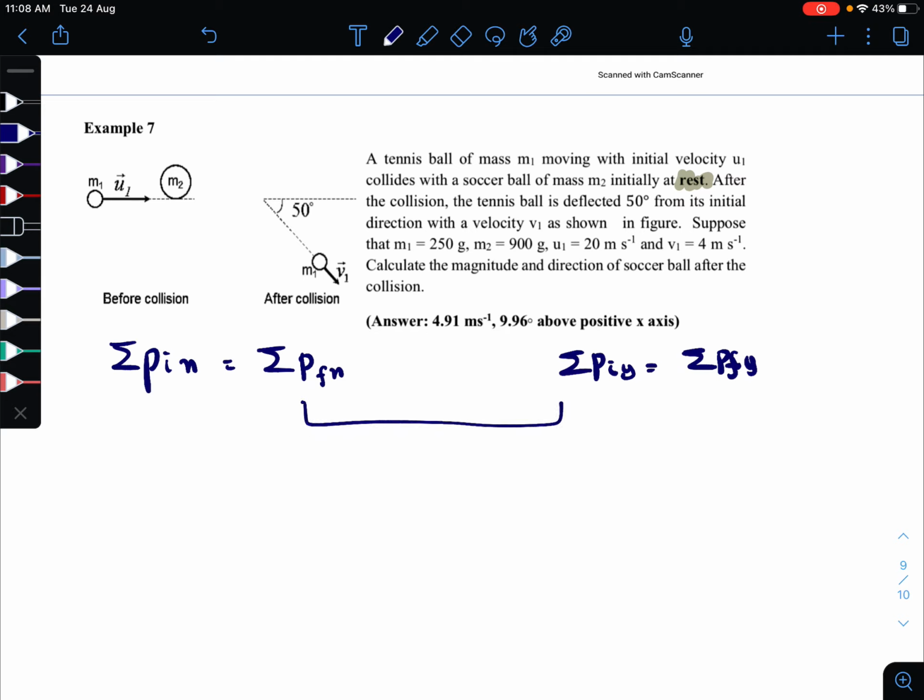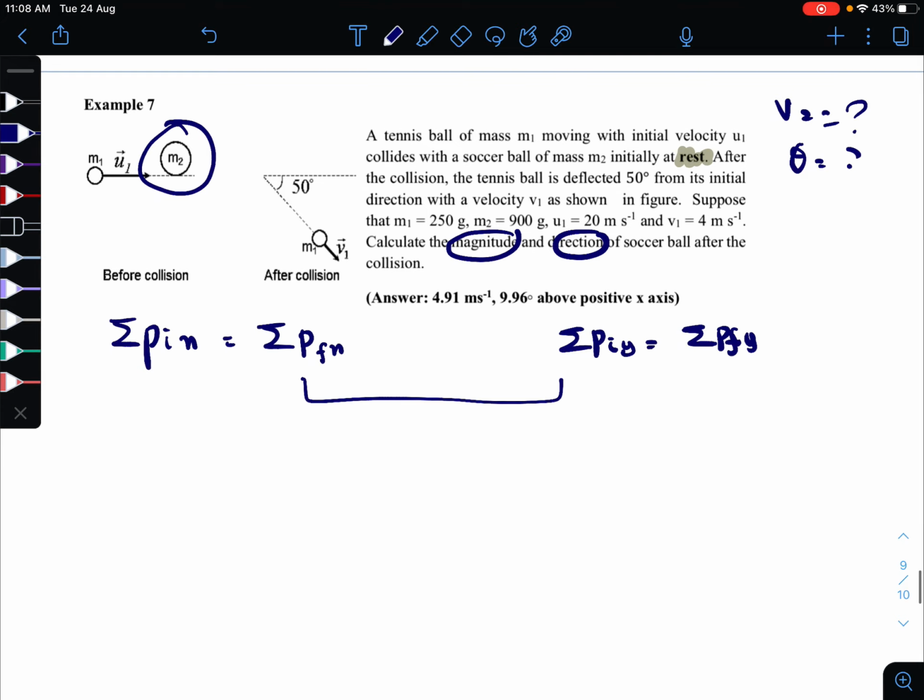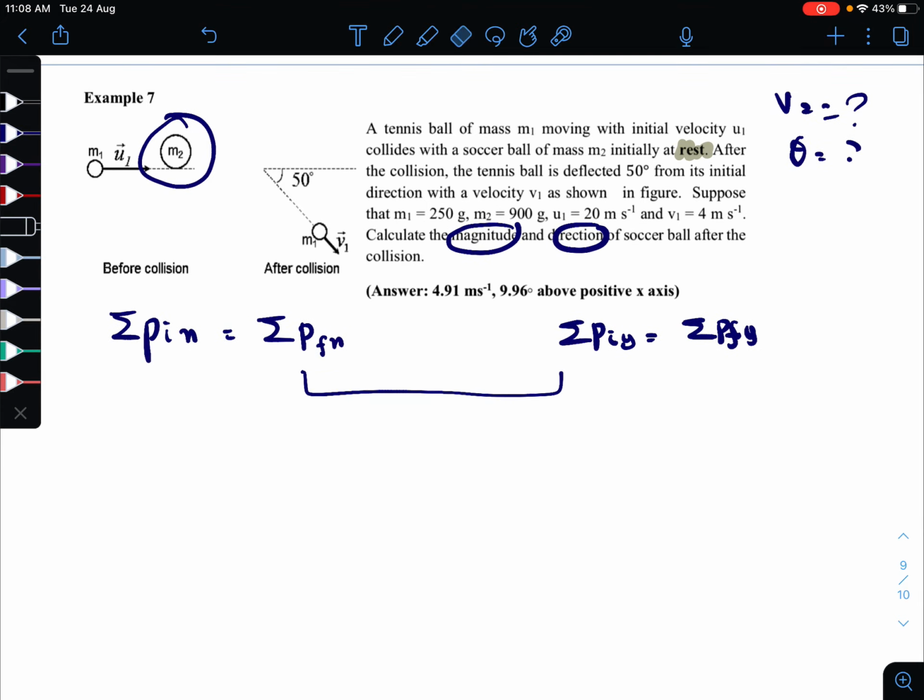Since kita ada dua equation dekat sini, as you can see, even dalam soalan pun kita nak cari magnitude dan juga direction. We are looking for two things from the ball 2 ini. So kita nak tahu velocity 2 berapa dan juga direction dia berapa dekat sini. Kita nak cari V2 dan juga theta here. Okay, so what we shall do is we are going to start with the X component first.